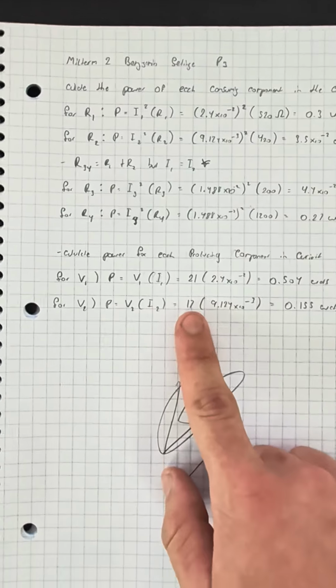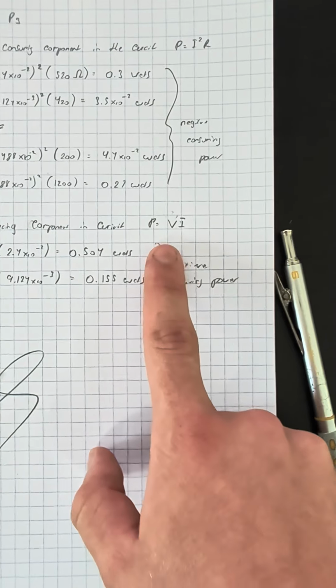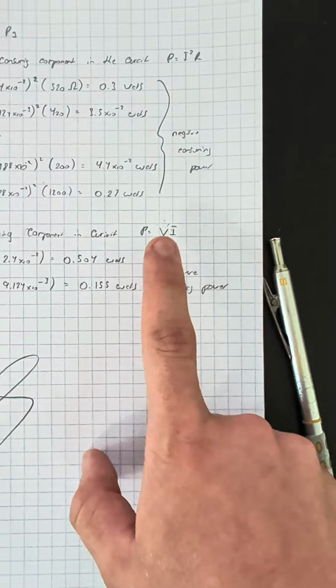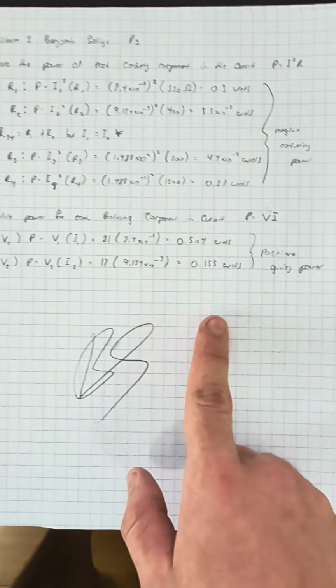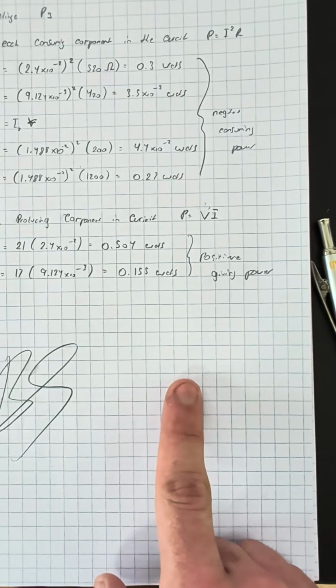I know I'm a bit over time. For this one, I'm going to be using power is equal to voltage times current, and then just solving using all of that.